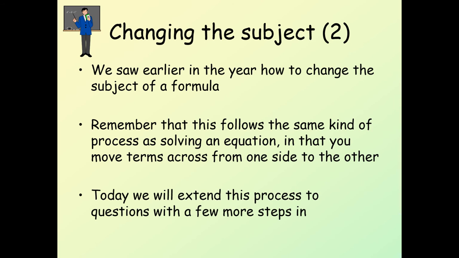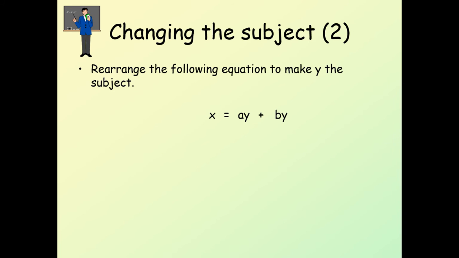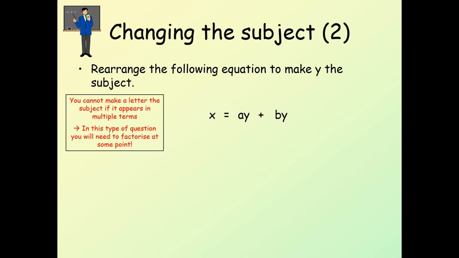Okay, today we're going to try and extend this process to questions with a few more steps that involve some sort of factorizing. So looking at this example here, it says rearrange the following equation to make y the subject. X is equal to ay plus by. Okay, so it says here, you cannot make a letter the subject if it appears in multiple terms. So the question says make y the subject, but the ay has a y and the by has a y as well. Okay, so it appears multiple times, more than once.